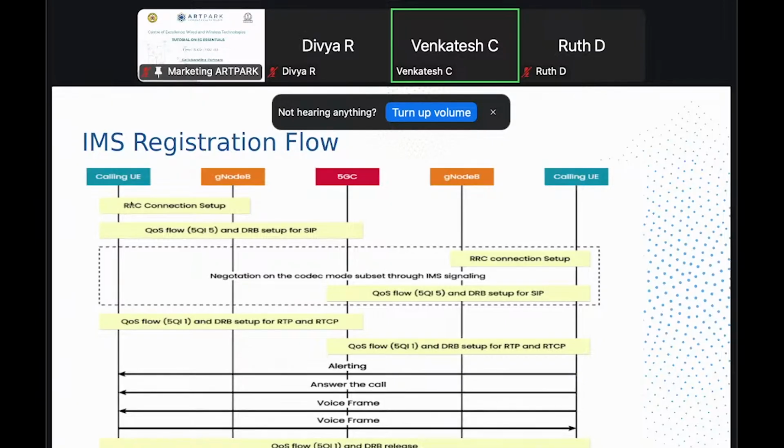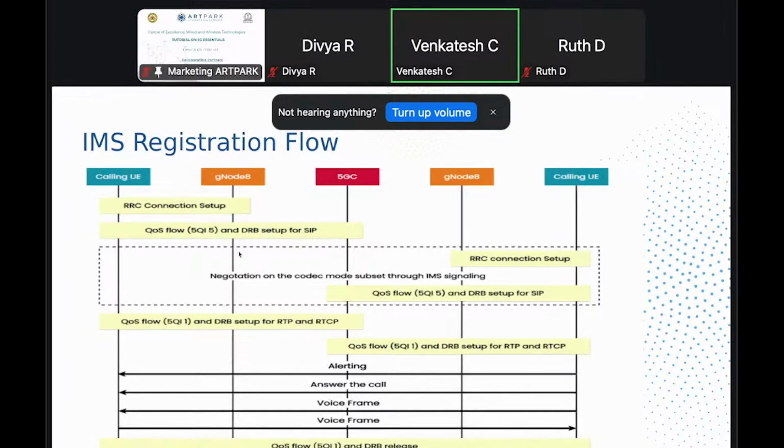First is the initial setup. This process starts with the RRC connection setup between the UE and the gNodeB. This establishes the radio link necessary for communication. And next is the QoS flow with 5QI 5. It is established for the SIP signaling. This ensures that IMS messages can be exchanged between the UE and the IMS network.